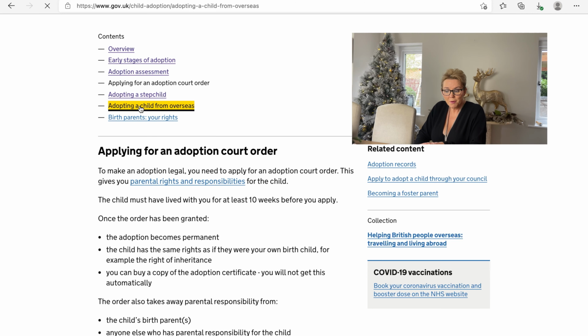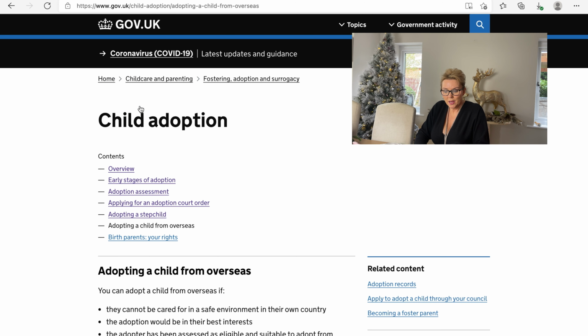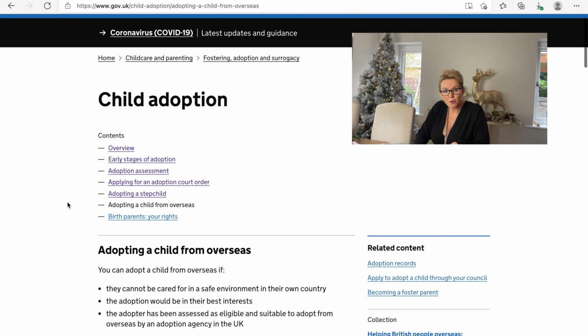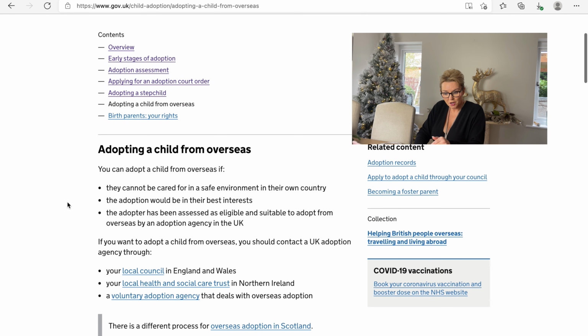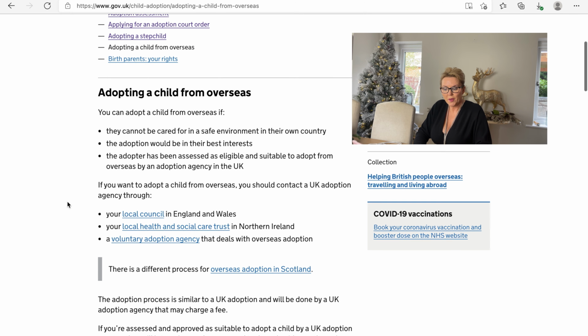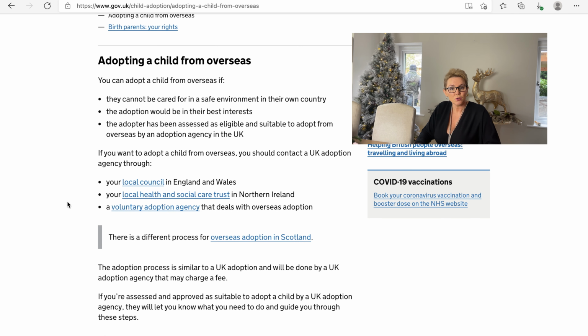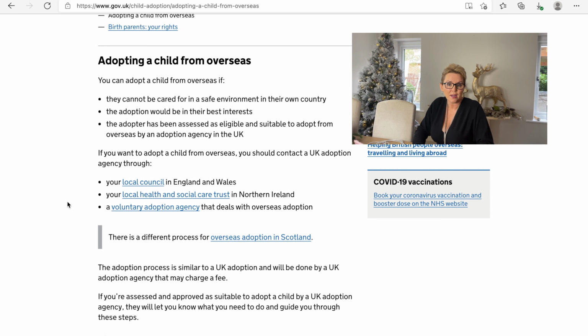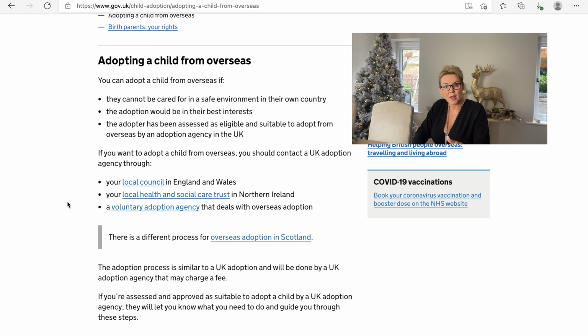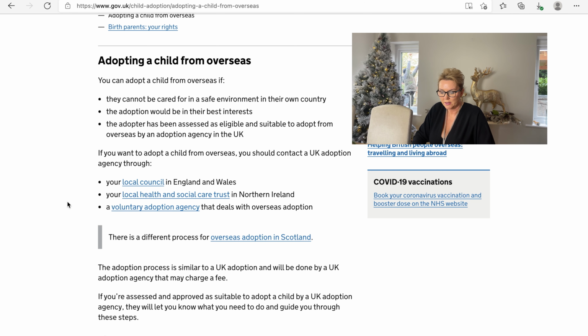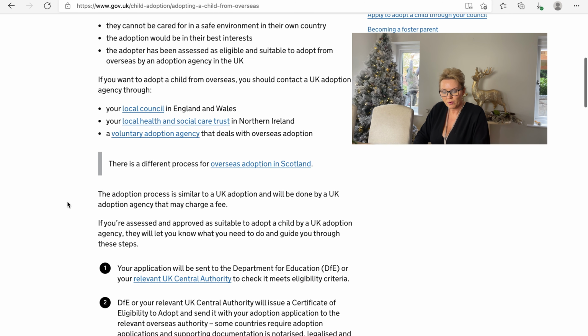Ultimately, if you're successful in your court application, then you will be given your adoption certificate, all right? So again, well worth having a look at that. The government website is really clear as well on if you want to adopt a child from overseas. So again, there's another page on that which you can read through. You have to contact your local council in England and Wales. And of course, I'm only talking about England and Wales here, guys. I'm not covering any other countries and their adoption process. I'm just talking about where I practice. So again, well worth reading there.